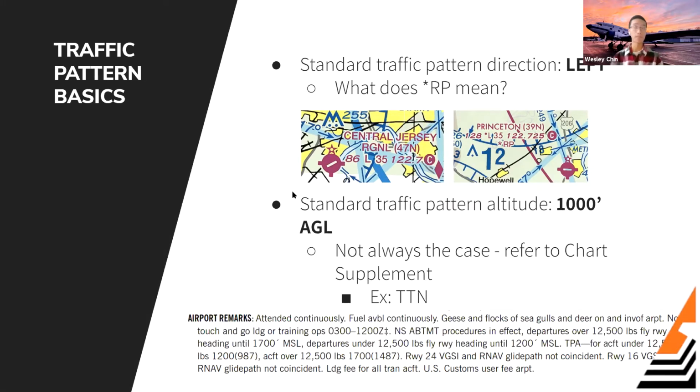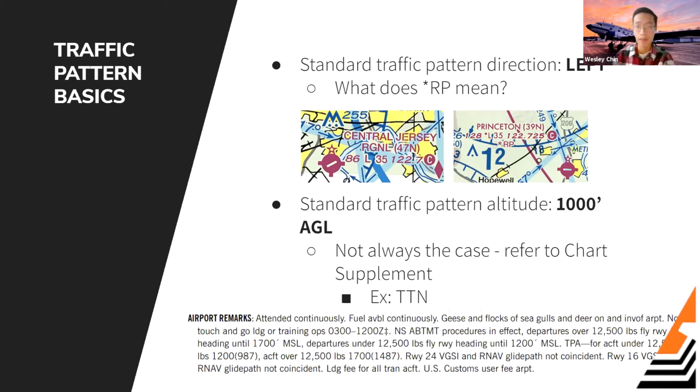So when we see that star RP, that actually doesn't necessarily mean it's right pattern for helicopters. It just means that there's some special considerations for the right pattern, and you want to check that chart supplement or AFD, whatever you guys want to call that nowadays. So exactly. If you open up the chart supplement for Princeton, you're going to see in the airport remarks it says runway 10/28 right traffic for helicopters. So that's something we want to definitely remember there, right?